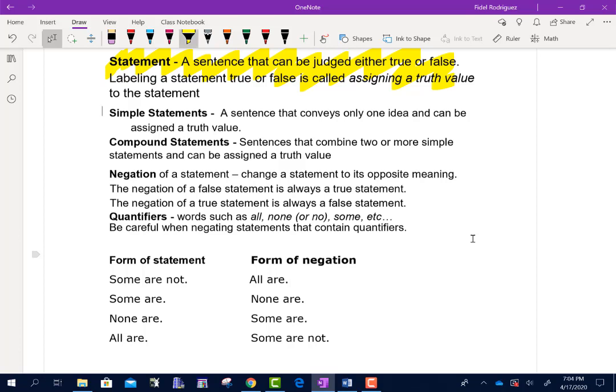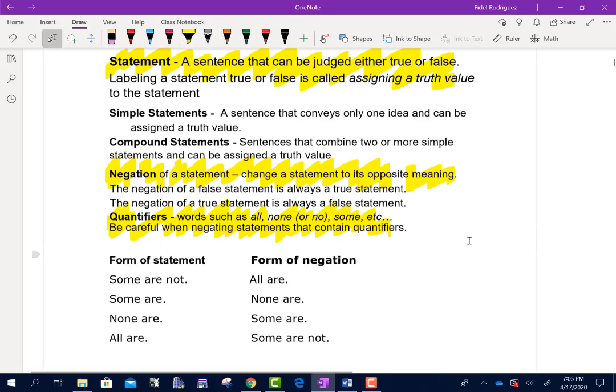Okay, and the next part here says a negation. A negation of a statement changes the statement to its opposite meaning. The negation of a false statement is always true, and the negation of a true statement is always false. And then we have something called quantifiers. Quantifiers are words such as all, none, no, or some. And it says be careful when negating statements that contain quantifiers.